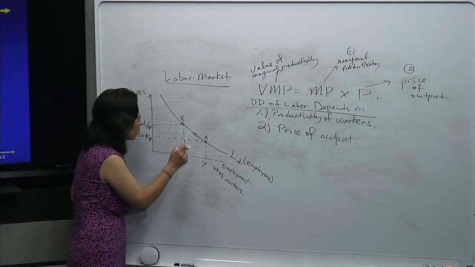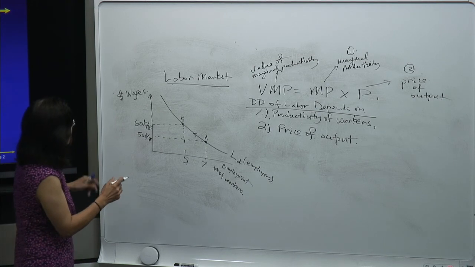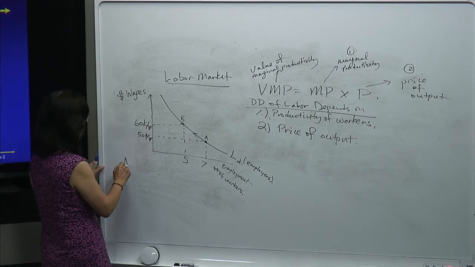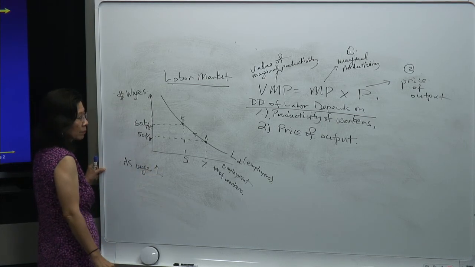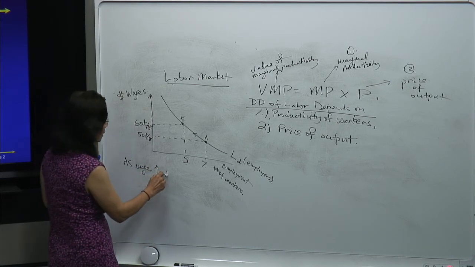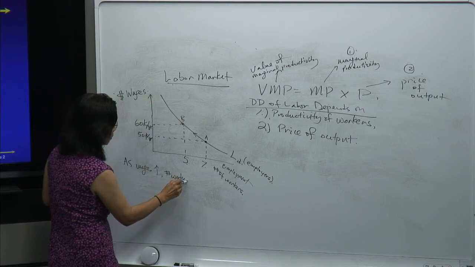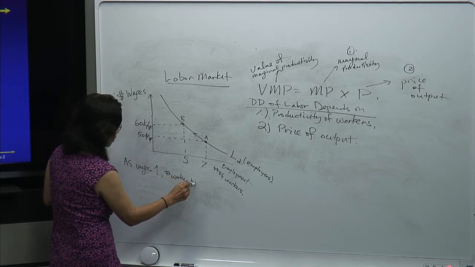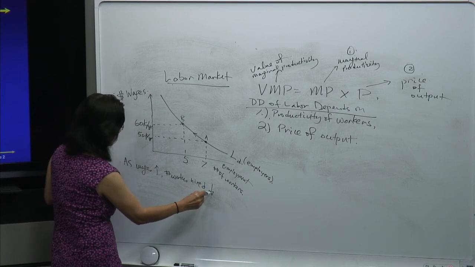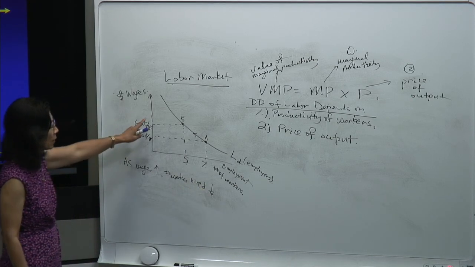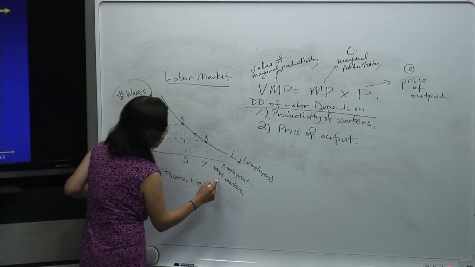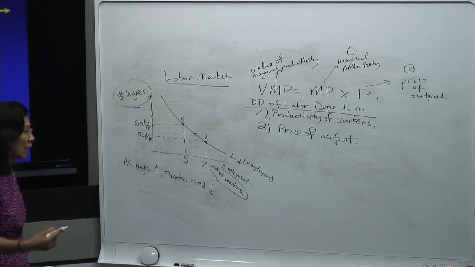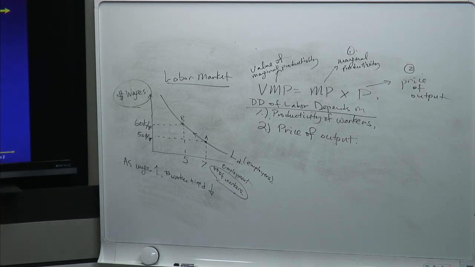From point A to point B, you could say that as wages go up, the number of workers hired comes down. So in other words, this is a negative relationship between wages and the number of workers being hired, or employment.